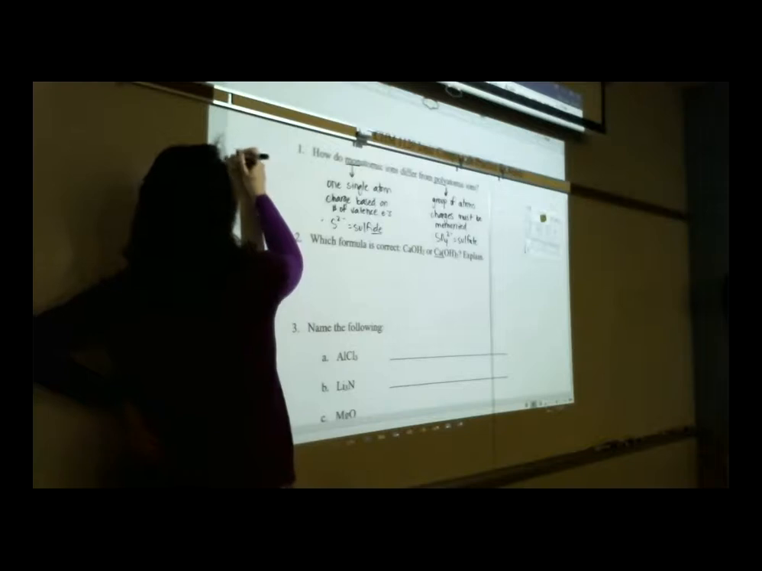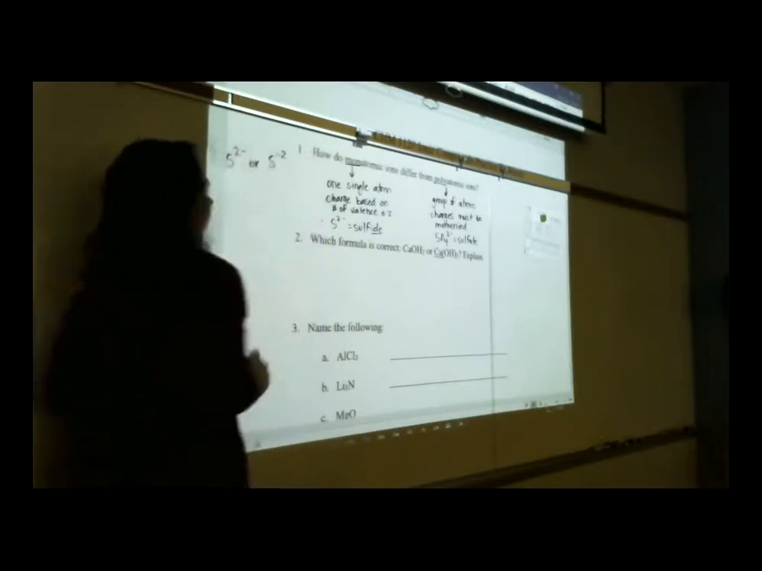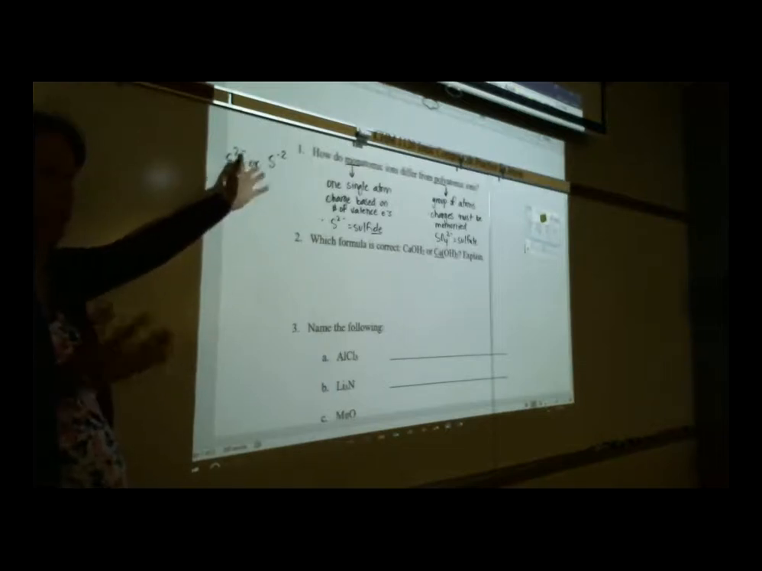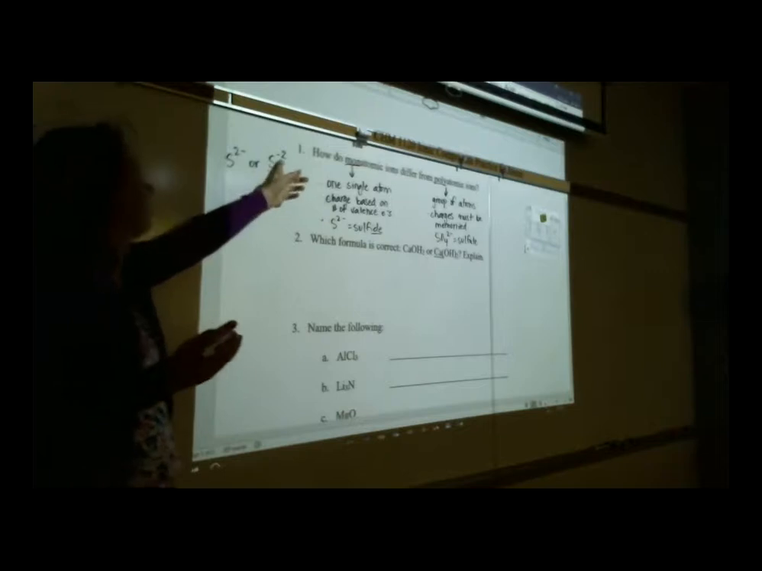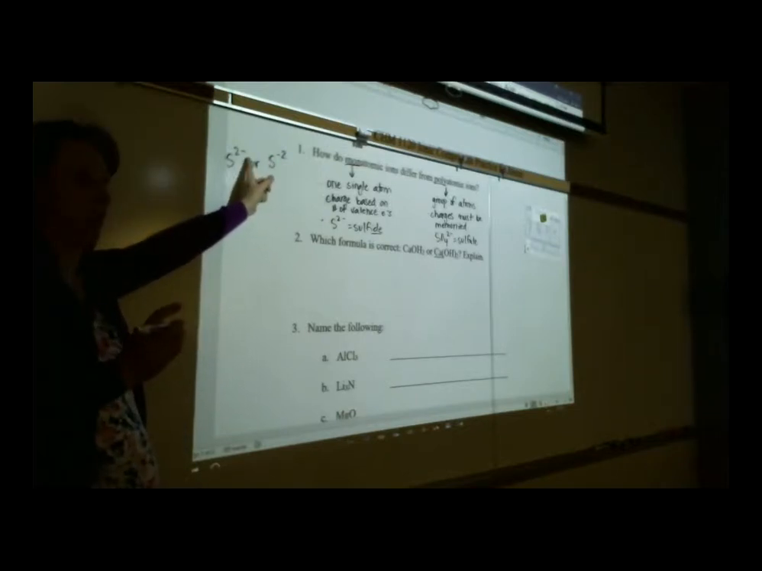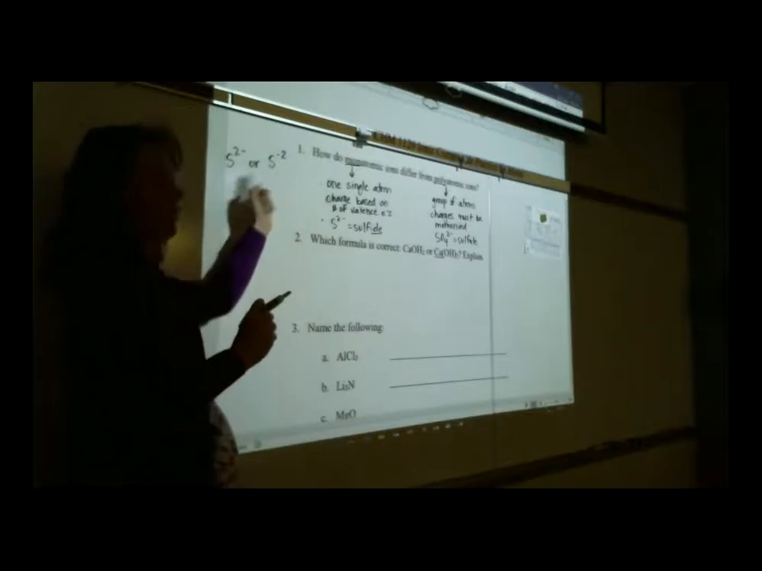If you want to write it as S2 minus or as S minus 2, I really don't care which you put first. Whether you put the number first or the charge first makes no difference to me. Some students prefer to put the charge first and then the number. Some students prefer to put the number first and then the charge. And then textbooks get kind of inconsistent about that too. So I don't care which way you put it.